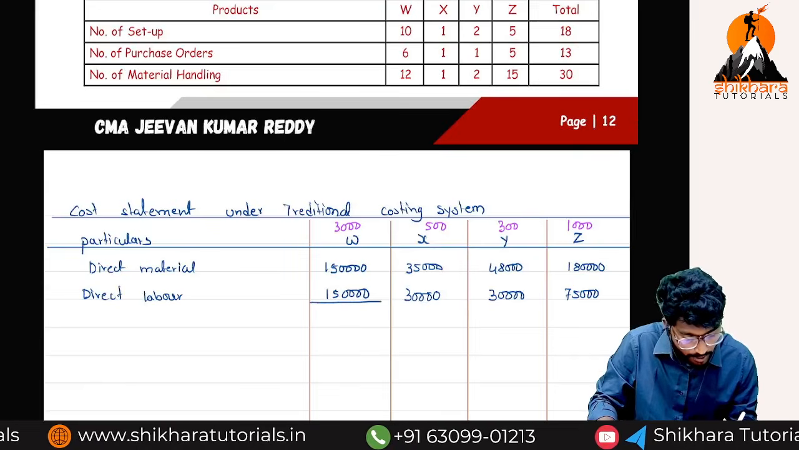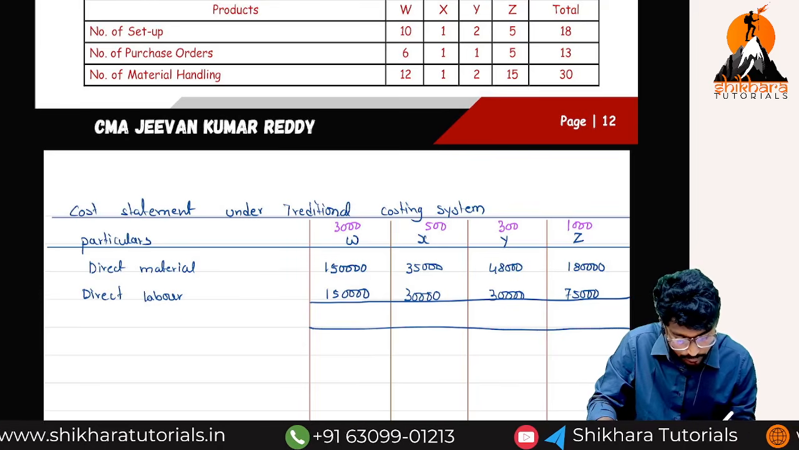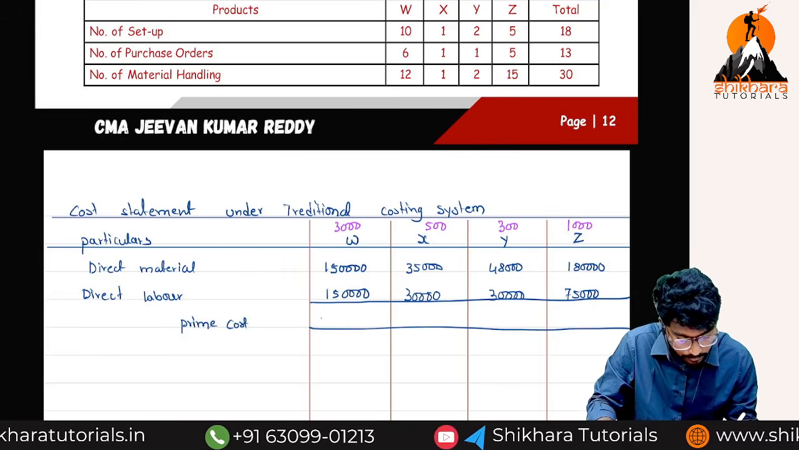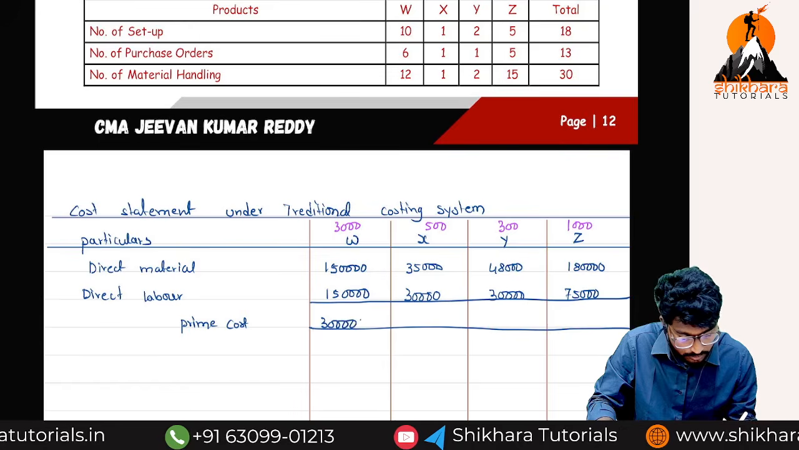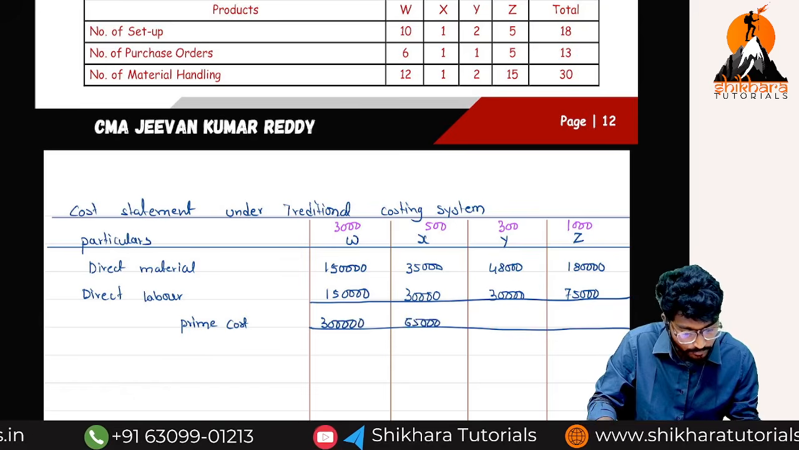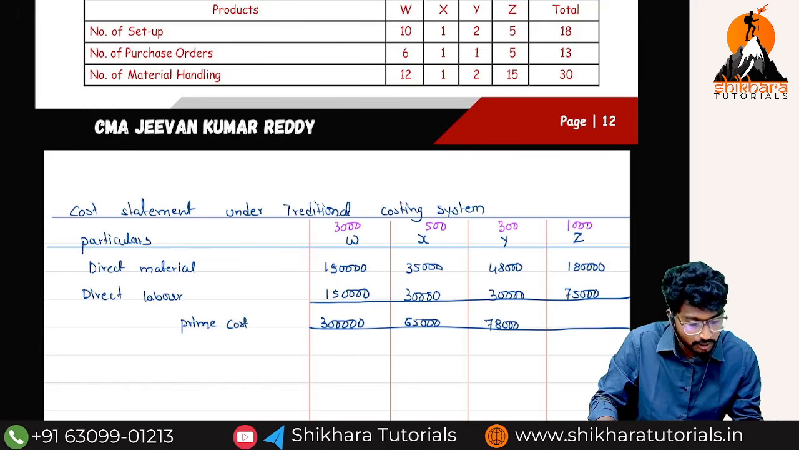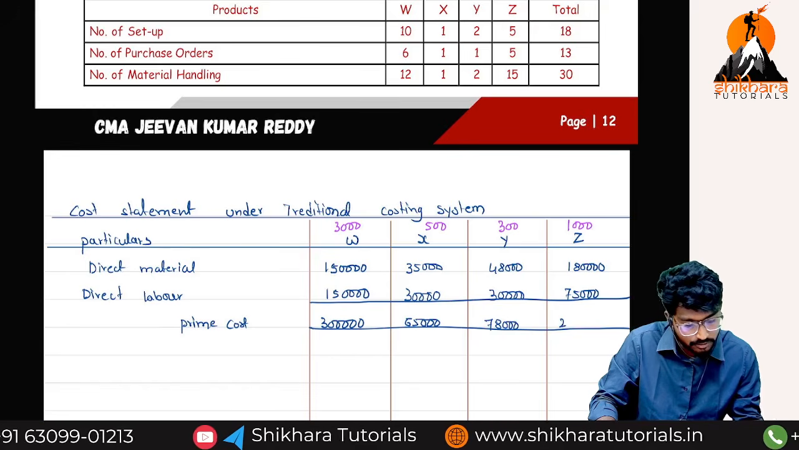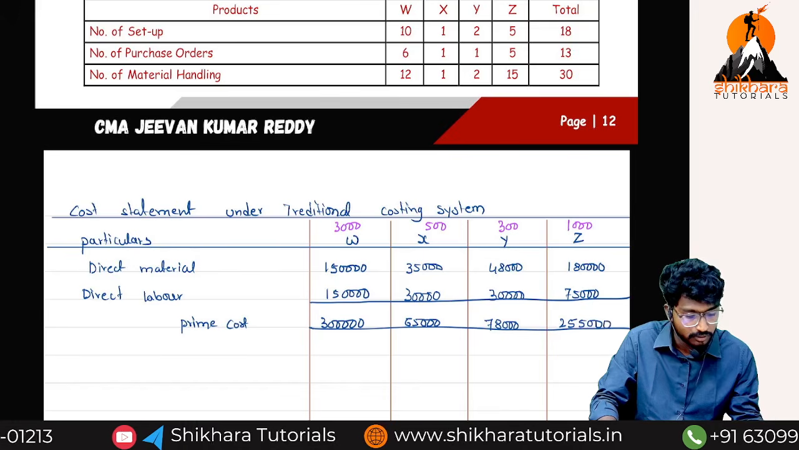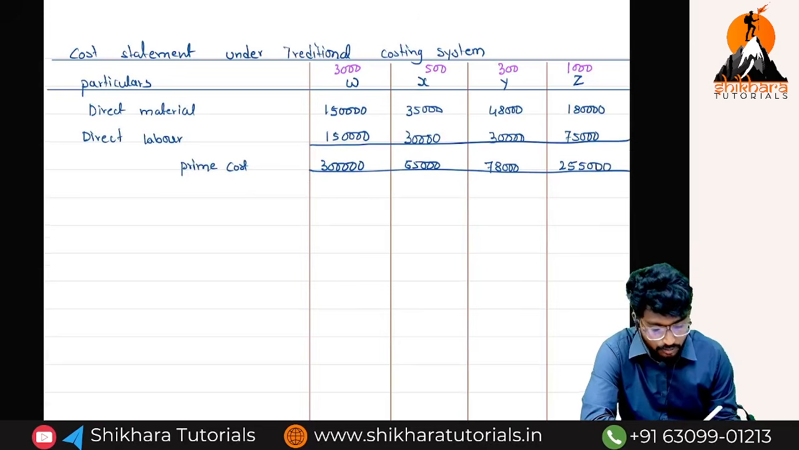Now if you add direct material and direct labor, you will get prime cost. How much is it? 3 lakhs 65,000, 78,000, 2 lakhs 55,000. 2,55,000, right? Next, overheads.